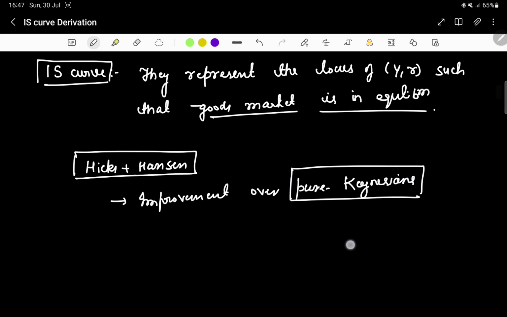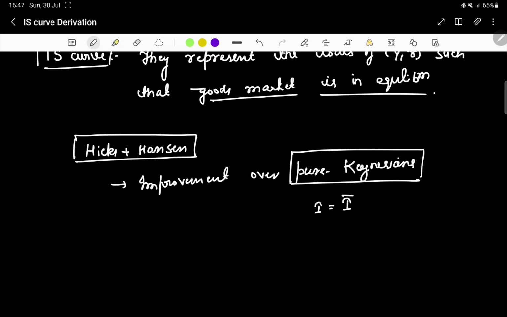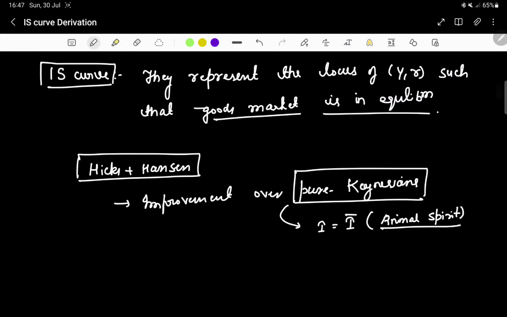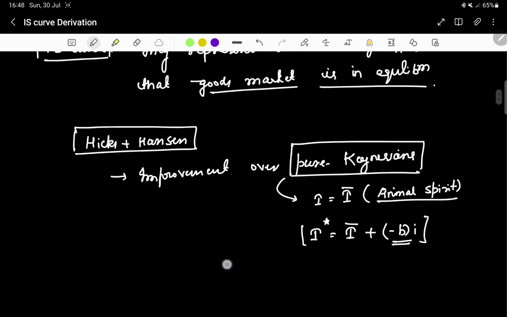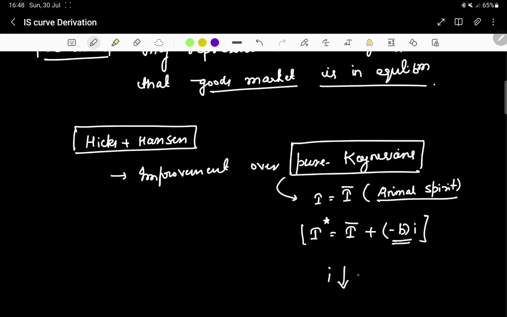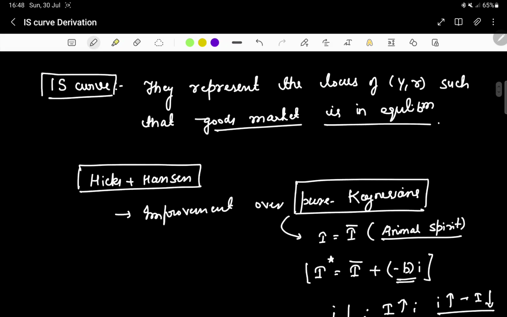What did pure Keynesians say? Pure Keynesians said investments are autonomous. For pure Keynes, investments were autonomous, that is, they were a function of animal spirit. But for the neo Keynesians, investment was a function of autonomous investment, plus they also said if interest rate falls, it will have an impact on the investments, and they said it was negatively related. That means if small i, the interest rate, decreases, then investment should rise, and if small i increases, investment should fall. So this was the change that they brought into the original Keynesian demand curve.